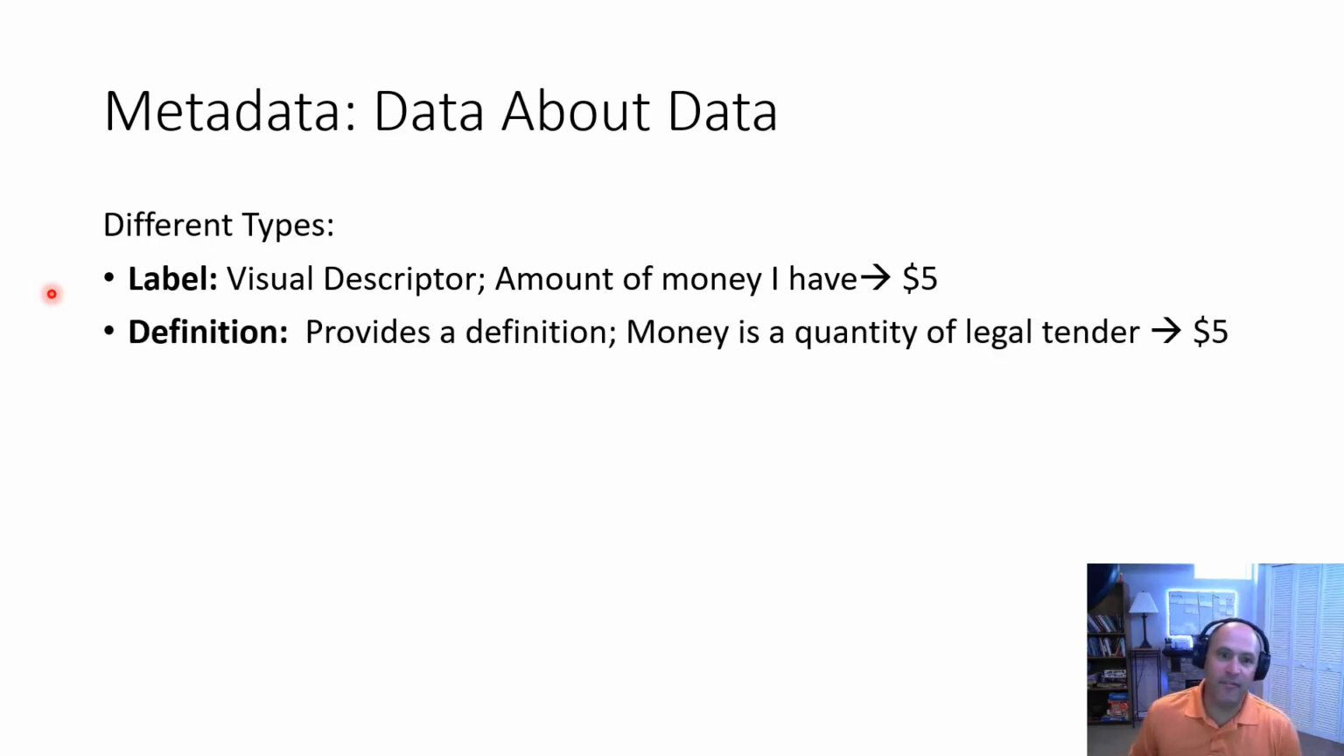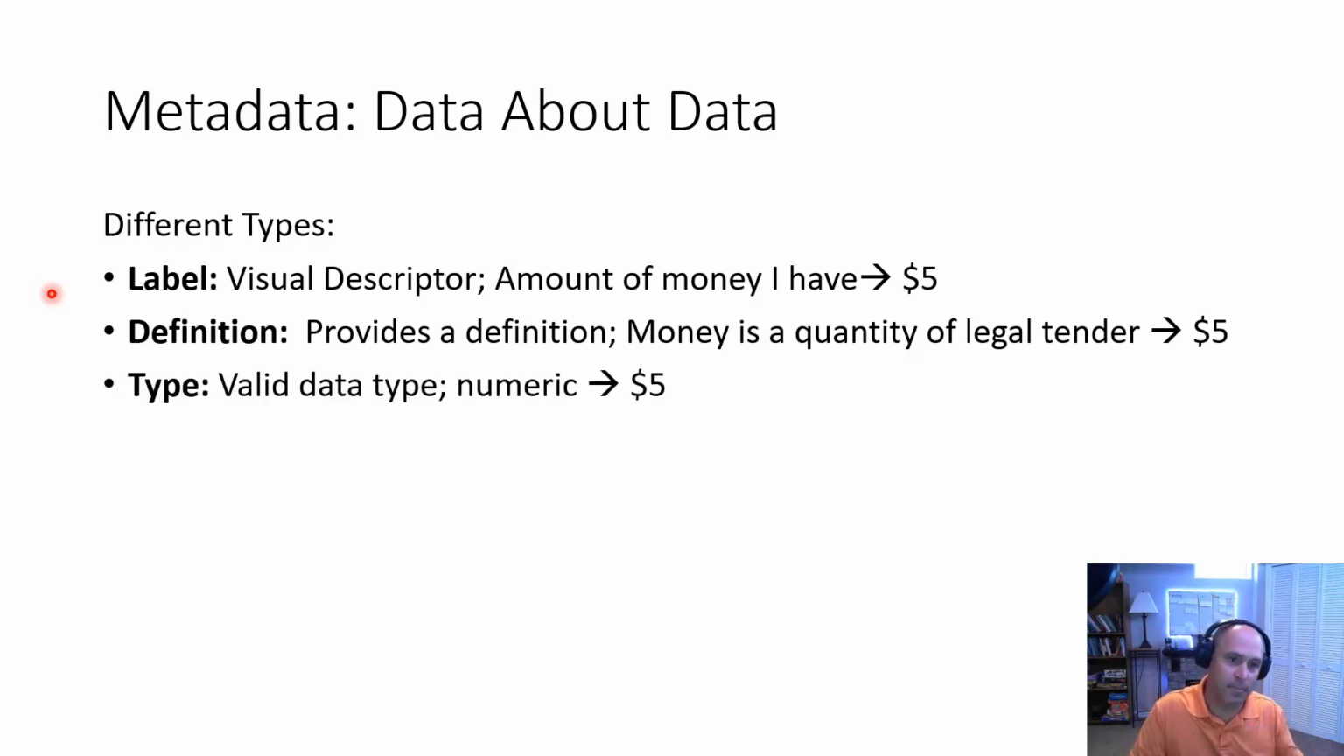Also, we have definition metadata. Definition metadata provides an explanation of what the data means. So, for example, the dollar sign tells us that it's money, it's U.S. currency, the legal tender. So that's an example of definition metadata.